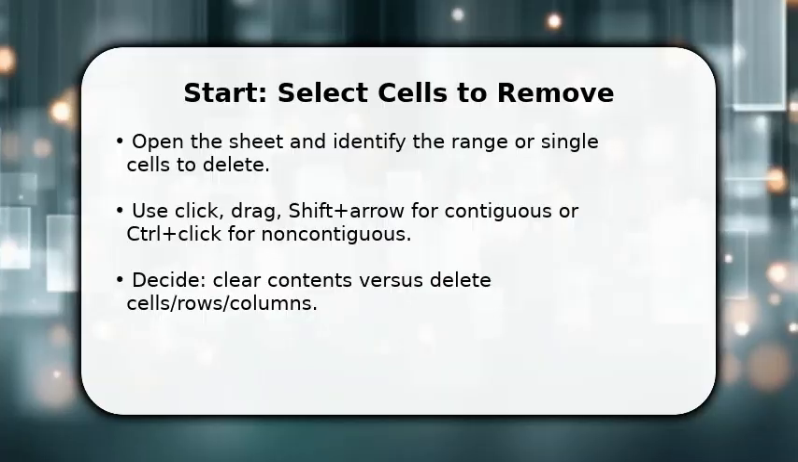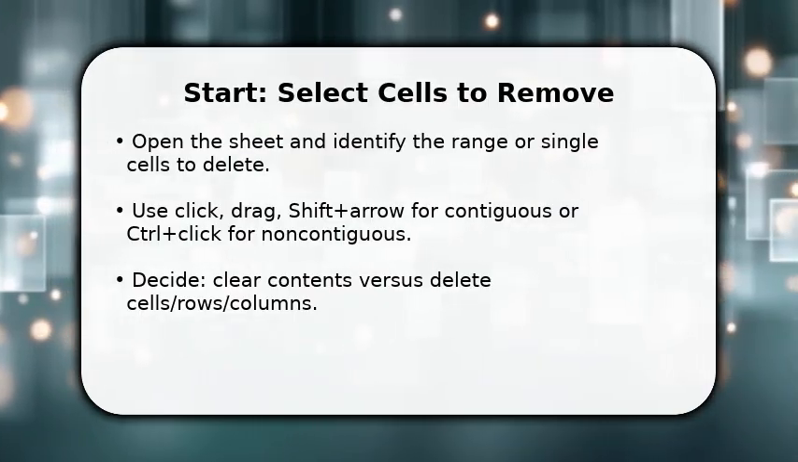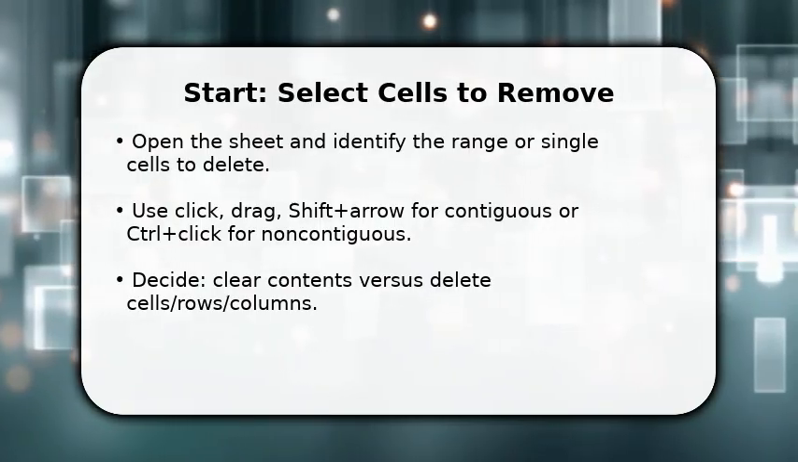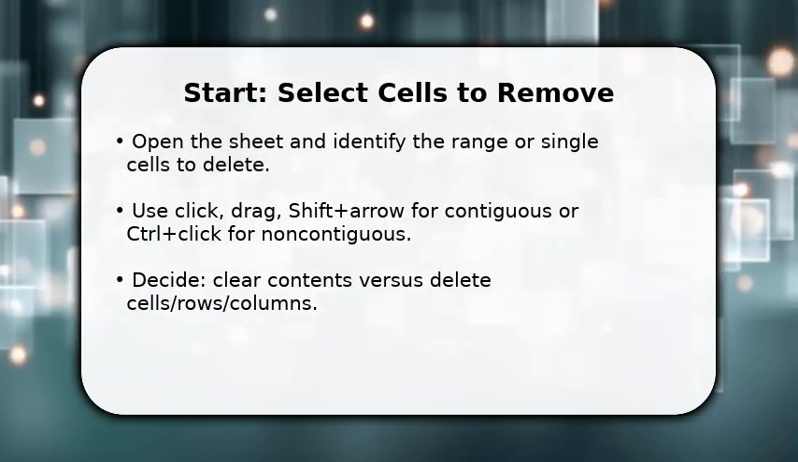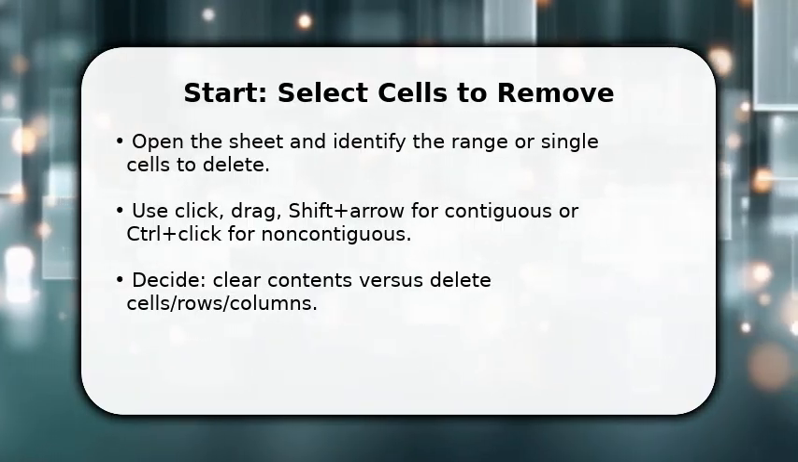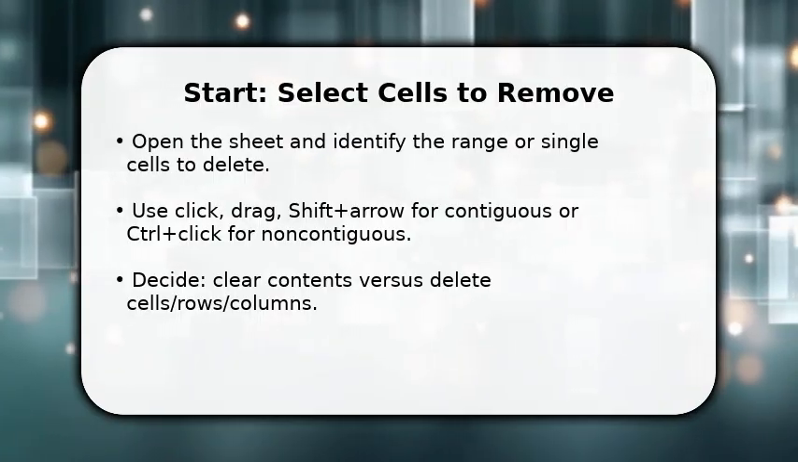Enjoy the video. You begin by selecting the exact cells you want removed. Click and drag for a block. Hold Control to pick scattered cells. Once selected, consider whether you need to clear contents or delete the cells entirely, because clearing keeps structure but deletion shifts nearby data. Make sure to check adjacent rows and columns so you don't accidentally misalign formulas.